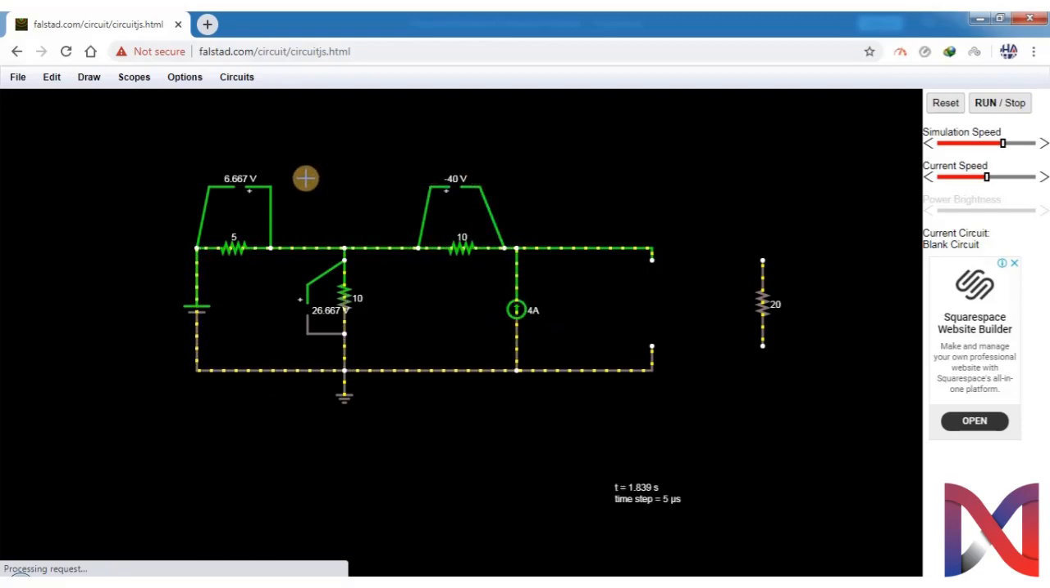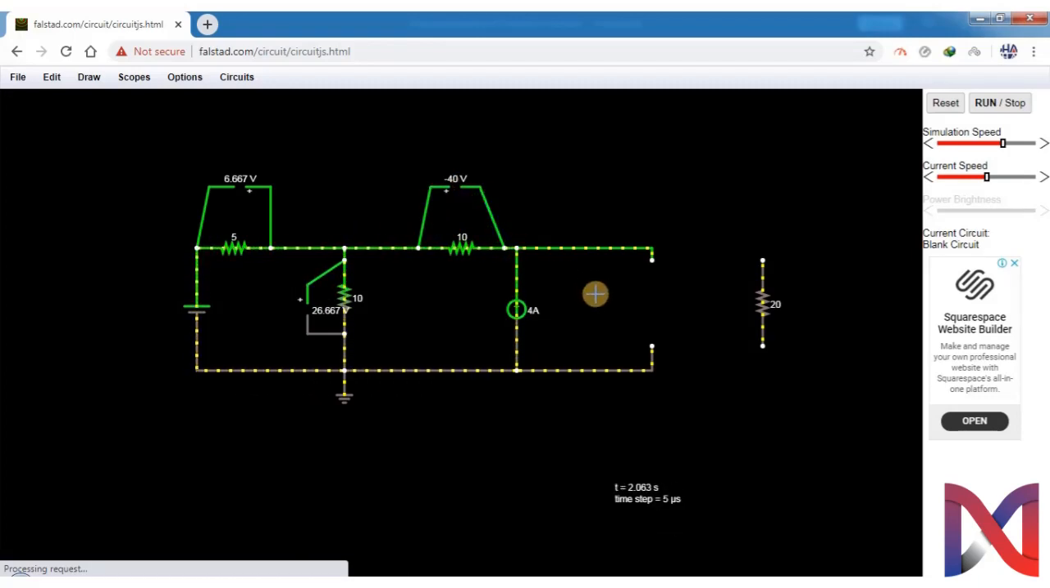Now you can see that we have our V1 voltage as 26.66. This is our V1 point and we have our voltage as 26.66 here, right? And we have minus 40 volts at this point, across the 10 ohm as minus 40 volts. This is as per our calculation.